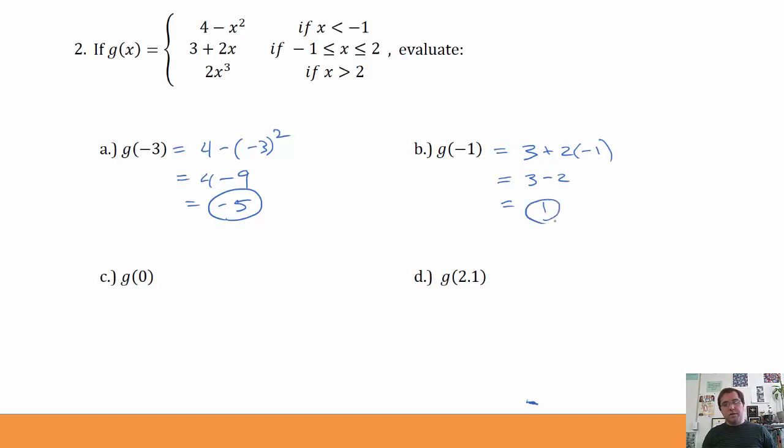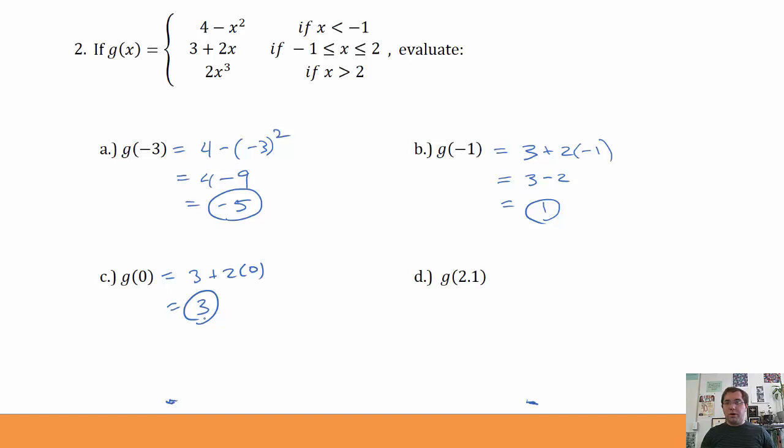What about g of 0? Which piece does 0 fall into? Well, 0 is not less than negative 1. 0 is not greater than 2. But 0 is between negative 1 and 2, so it falls into the second piece. We'll plug in 0 to the second piece, making it 3 plus 2 times 0. 2 times 0 is 0, plus 3 is 3.